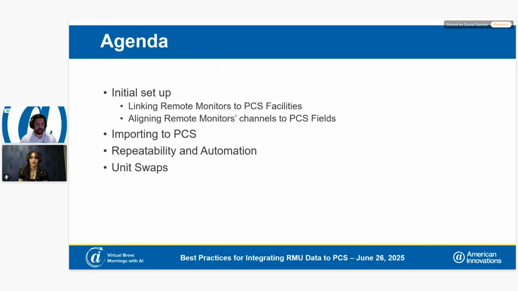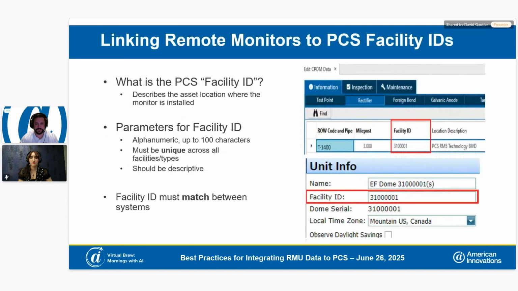And then we'll focus a little bit on repeatability, how to automate your bridges and ensure that you're getting the right records in each month or each day, however often. At the very end, we'll talk about one of the places where we see problems. It's around unit swaps. It's very common for misalignments to happen there. So without further ado, let's talk about linking remote monitors to facilities.